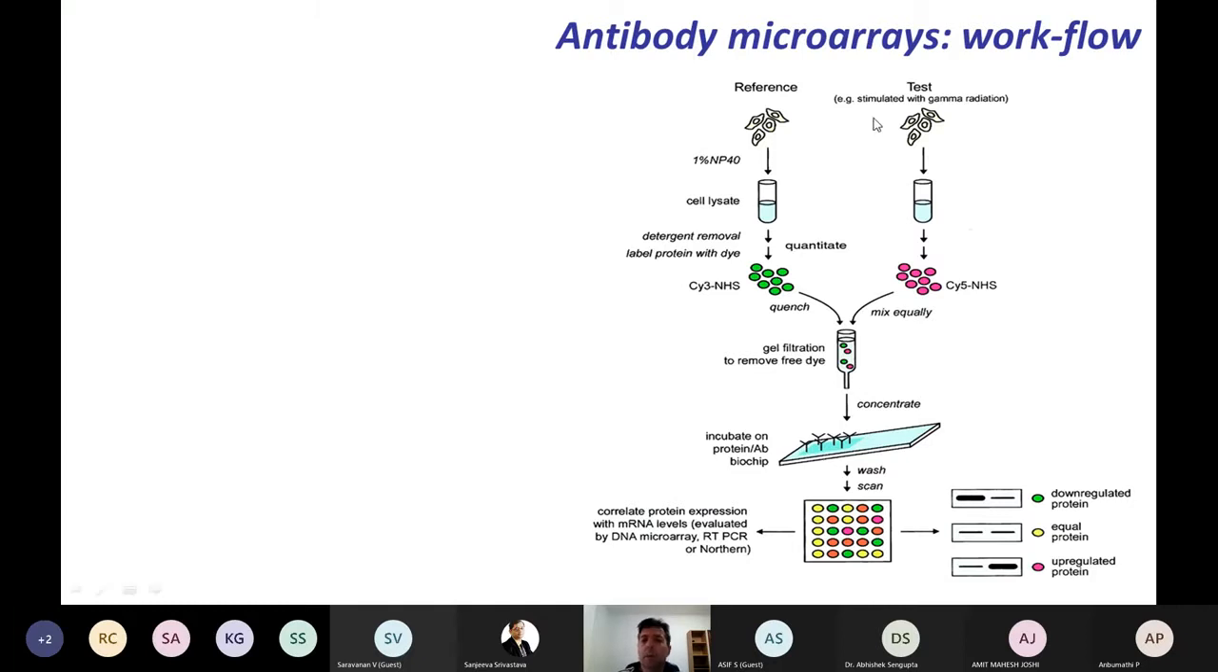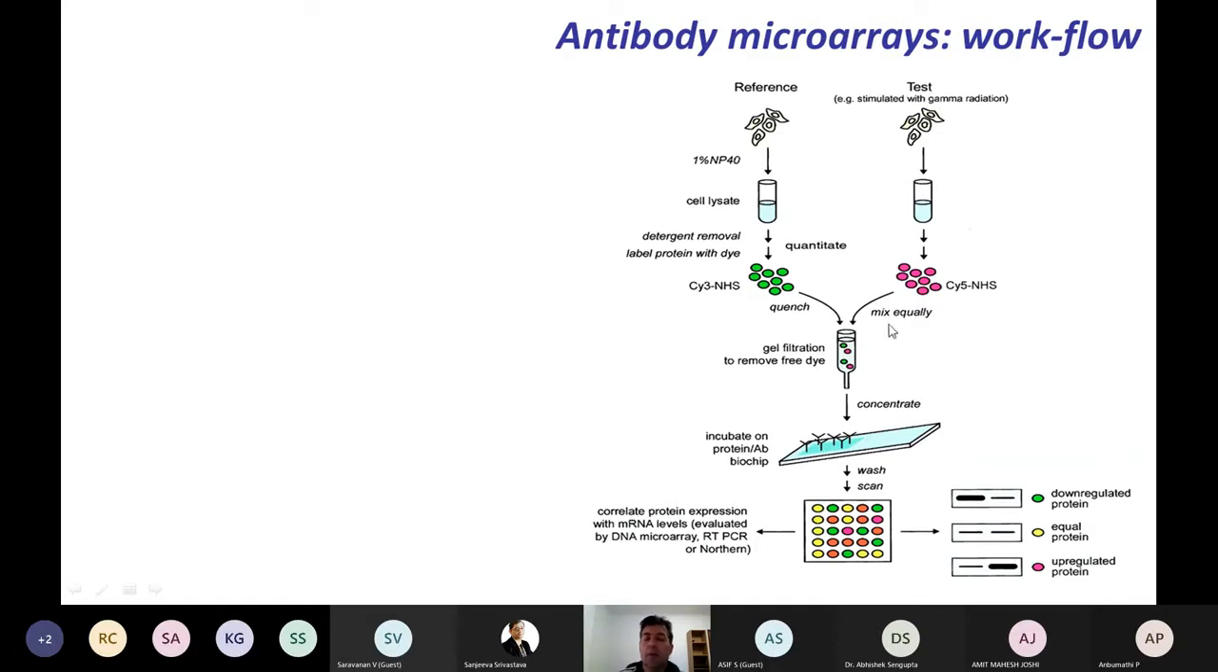How do antibody microarrays work? We always have a reference situation, which can be a protein extract from a cell, and the situation that we can compare with the reference. In this case, a test, for example, the same cells stimulated with a drug. After obtaining the cell lysate and quantifying the amount of protein, we label each situation with a different fluorophore. It's usually recommended with antibody microarrays to label with different fluorophores and to perform also a switch, labeling the reference with Cy3 and Cy5 and comparing with the test with the opposite label.